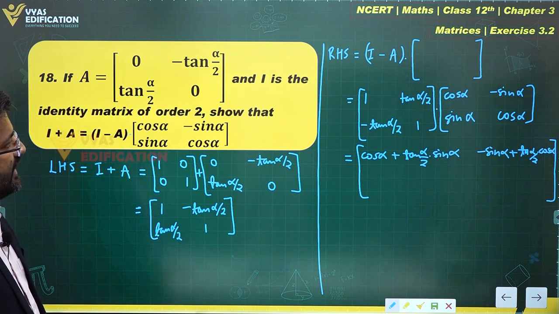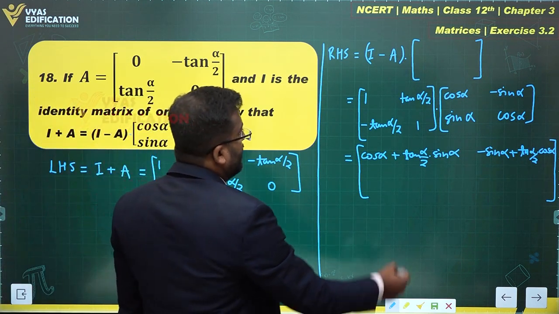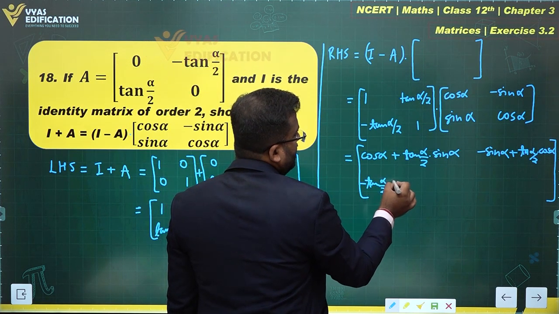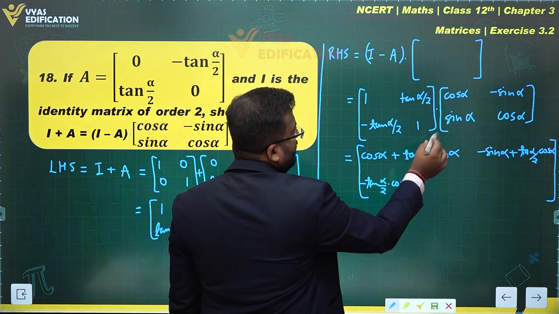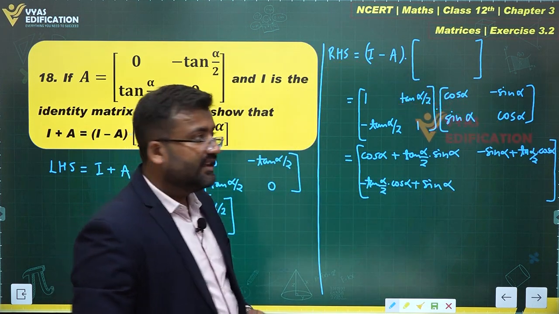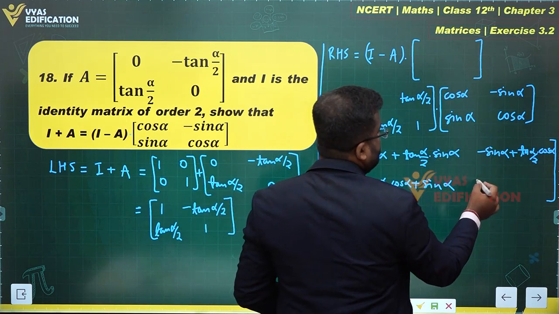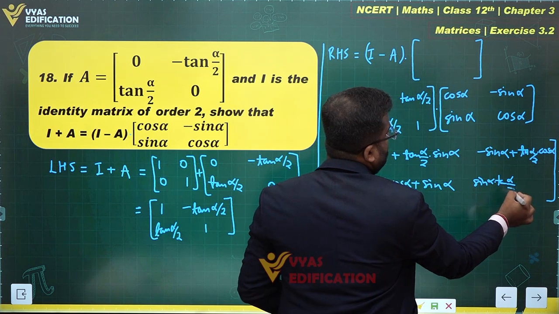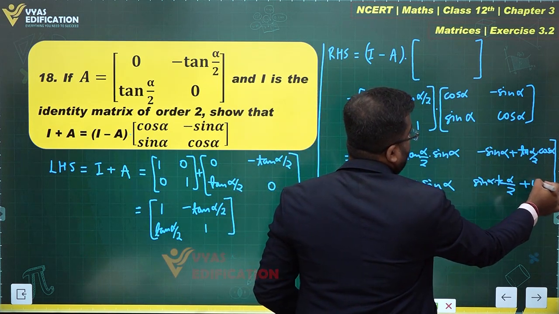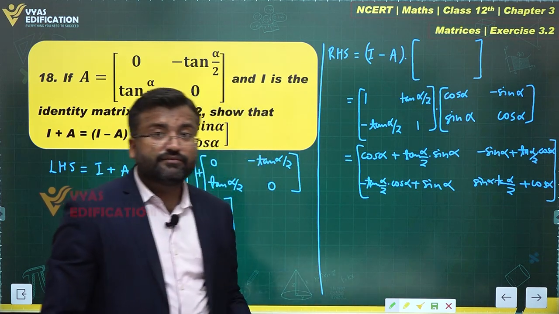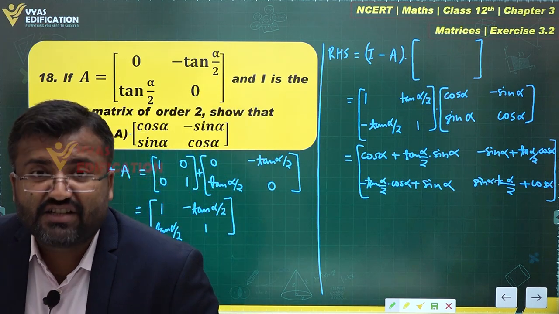What else? In the second row, what you get is minus tan alpha by 2 times cos alpha, plus sin alpha. What about that term over there? That term would be minus tan alpha by 2 times sin alpha, plus cos alpha. Pretty interesting. How do we simplify these terms? How do we go about simplifying these terms? Let's take a look at that.